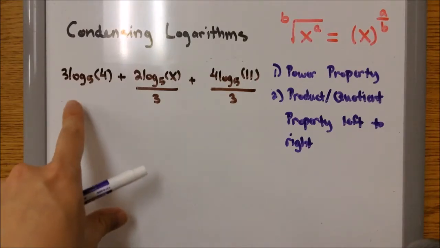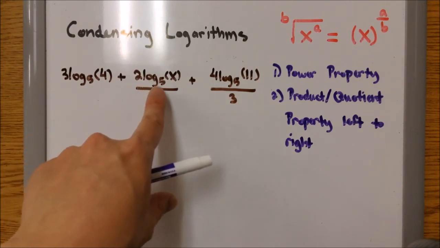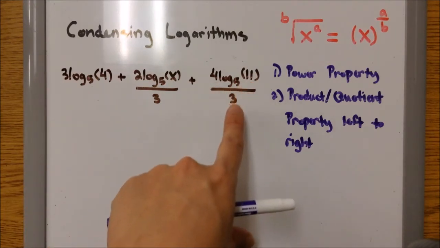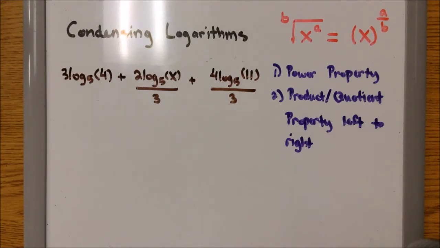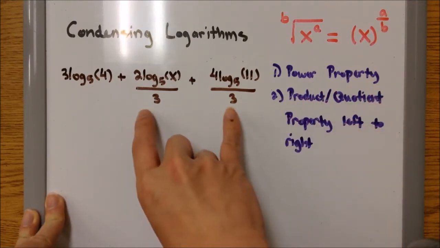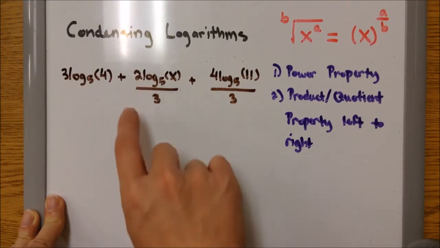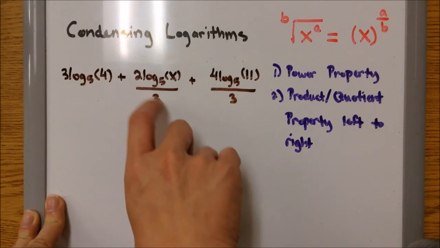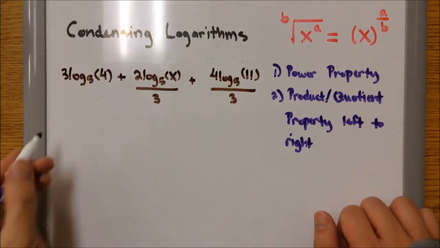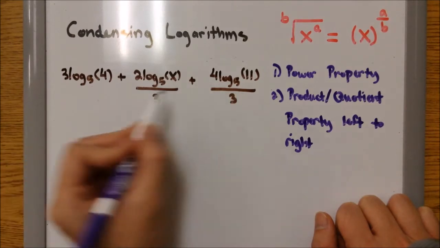In example 2, we have 3 log base 5 of 4 plus 2 log base 5 of x divided by 3 plus 4 log base 5 of 11 divided by 3. So, now usually we do the power property, but before we work with power property, we have fraction. So what I'm going to do, I'm going to factor out the fraction with the number in front of log. So if you have a number in front of log, it's going to be part of the fraction. So again, a number in front of log is going to be part of the fraction. So I'm just going to rewrite the whole thing where I factor out the fraction from these two logs.